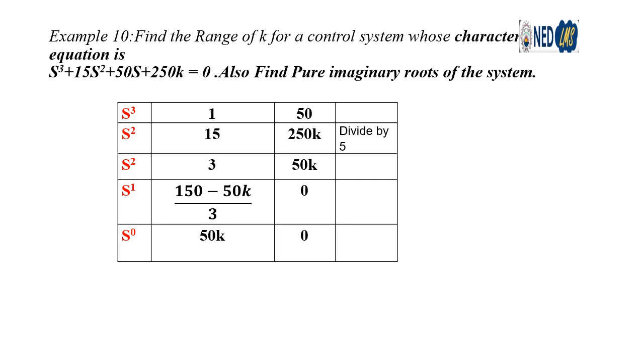Now this is another example. Find the range of k for a control system whose characteristic equation is s cube plus 15s square plus 50s plus 250k equals 0. Also find the pure imaginary roots.